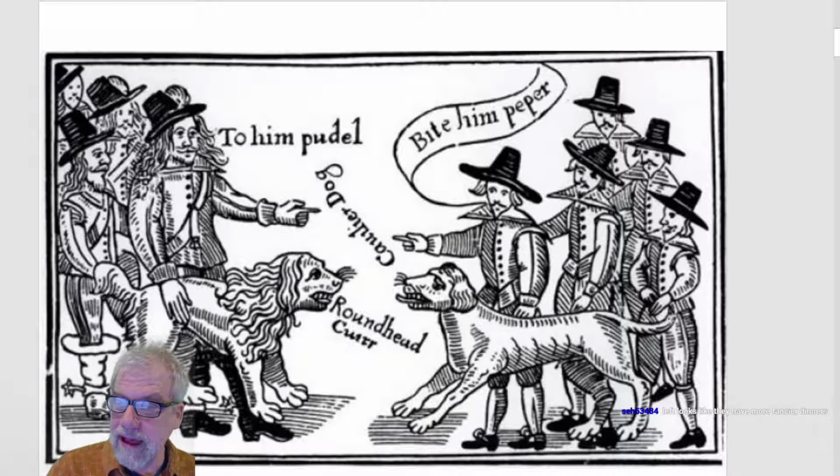The cavaliers on the left are people who are going to be associated with the king, particularly Charles the First. And the people on the right are going to be people who oppose the king and support a commonwealth. Right. And the dogs have the same haircuts as the people.